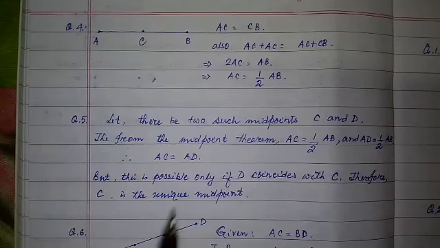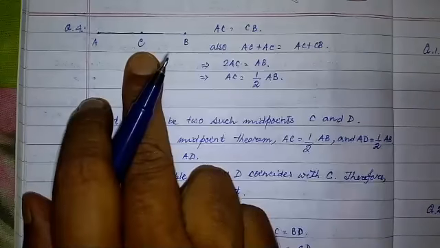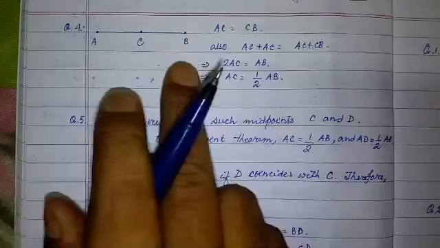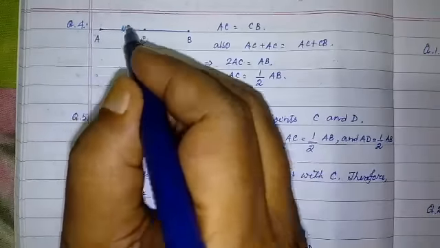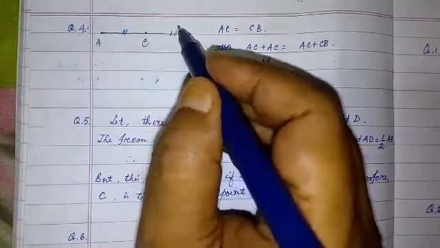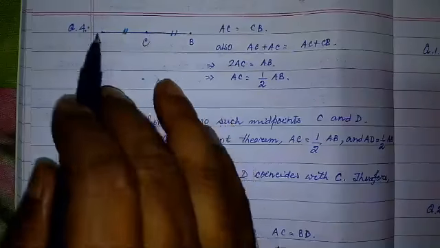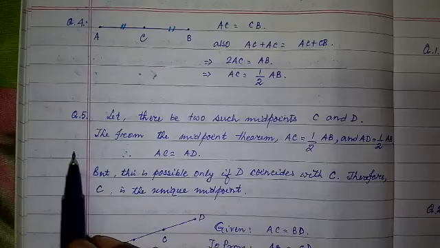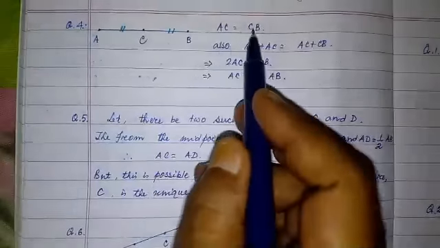Now question number 4. If a point C lies between 2 points A and B such that AC is equal to BC, then prove that AC is equal to half of AB. Okay. What we have, AC is equal to BC.